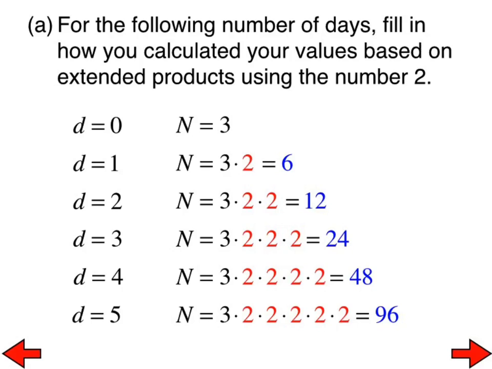So take a look at part B. Part B says, using the pattern that you developed in part A, write a formula giving the number of people who know the rumor, N, if you know the number of days, D, it has been spreading. So your formula has to involve the variables N and D.